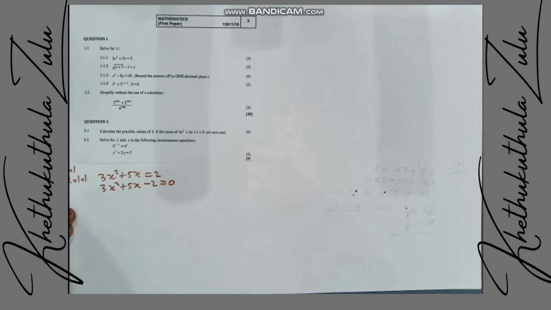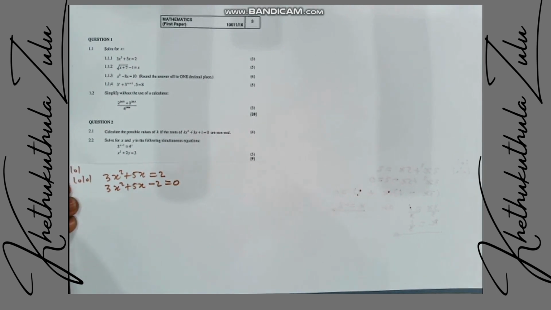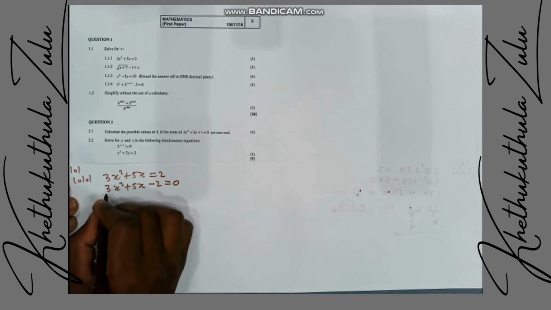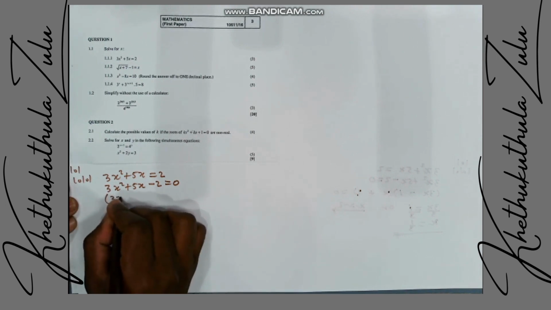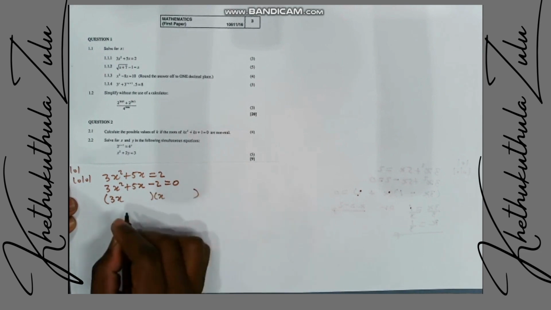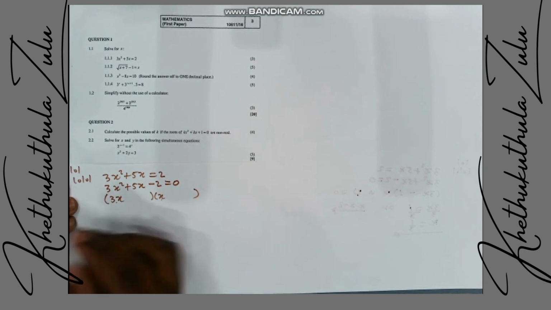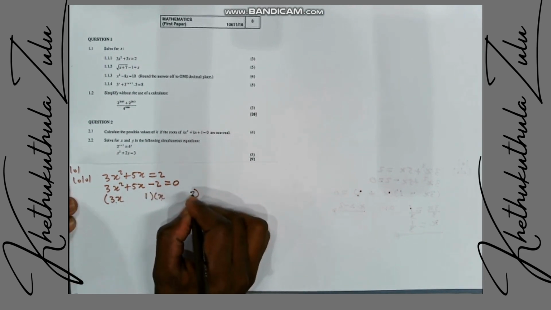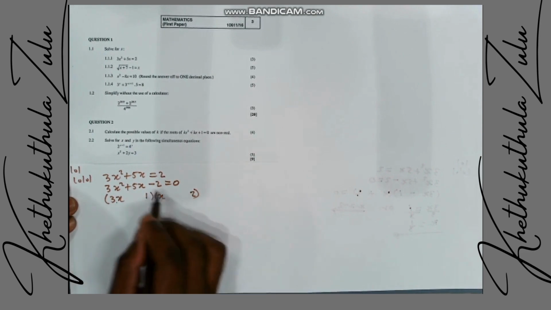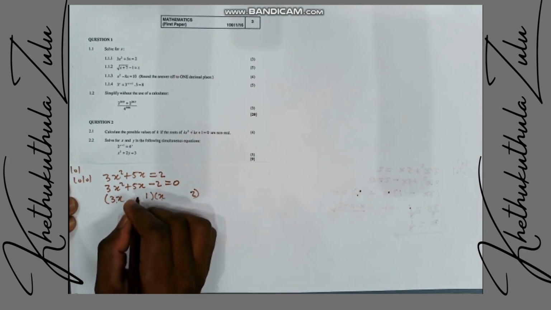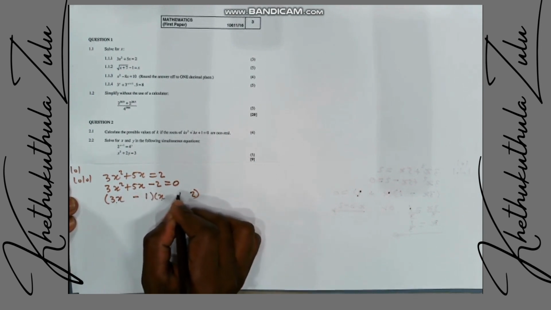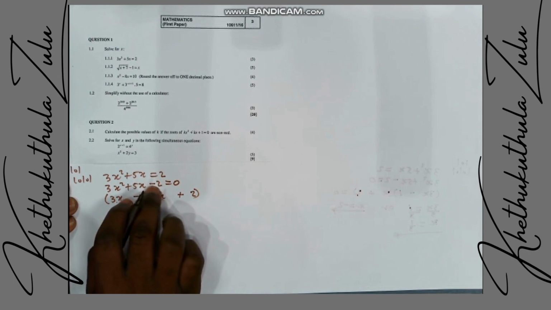From here you can still factorize, or if you don't know how to factorize, you just use the quadratic formula, which is going to make things a little bit easy. But for me, I'm just going to factorize to save time. It's going to be 3x and x. Why 3x? Because when I multiply this by this, it has to give me 3x squared. Then for the other factors, it's 1 and 2. Why 1 and 2? Because when I multiply this and this, it has to give me this 2. In terms of the signs, this is going to be negative and this one positive, because negative times positive is negative.